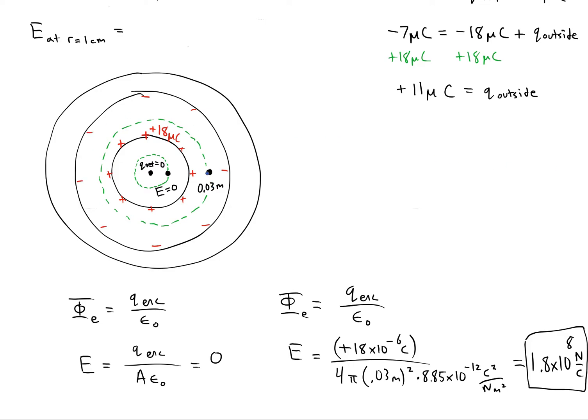What direction would the field be? It would be outward. It would point from positive to negative. So we will see electric field lines in the gap between the shell and the sphere. It'll create a capacitor.